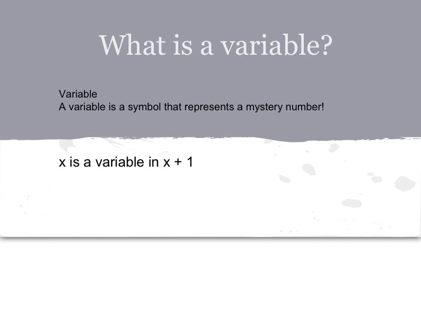What is a variable? A variable is a symbol that represents a mystery number. For example, x is a variable in the expression x plus 1. X, in this case, can represent any number. If x were 3, then my answer would be 4. If x were 10, my answer would be 11. If x were 17, my answer would be 18. The word variable comes from the word to vary, which means to change.